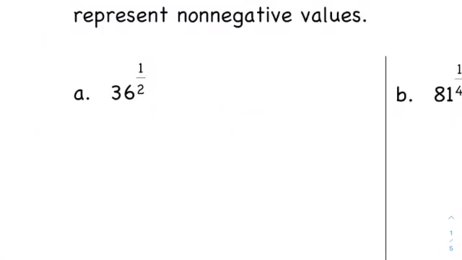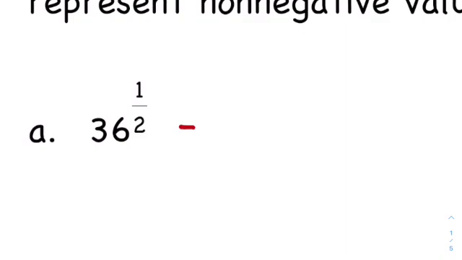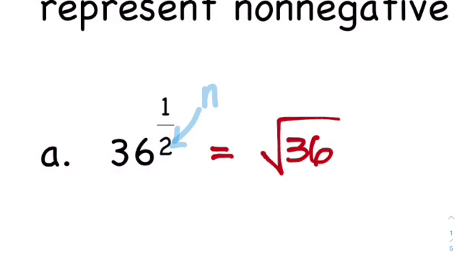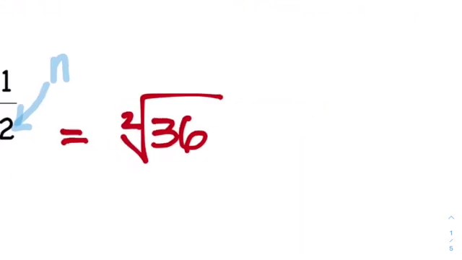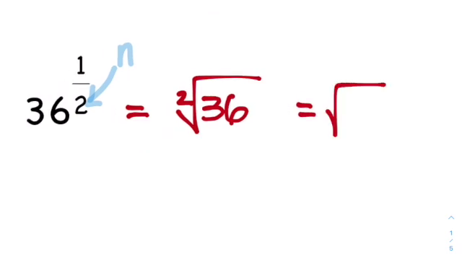When we talk about the first one, you should realize this is going to be the n number, and to rewrite this problem, 36 underneath, and then because the square root is 2 right here, that's where the n number is. But because it's a square root, we don't really write it. We write it as just a square root of 36.